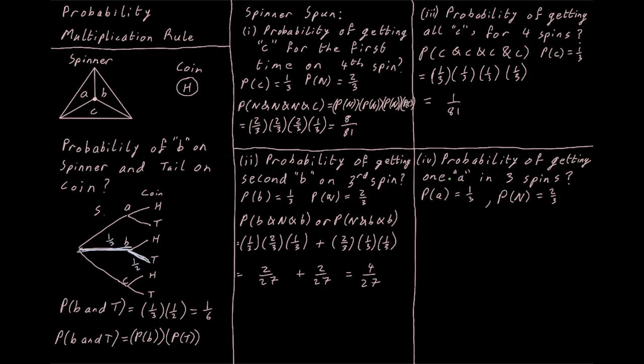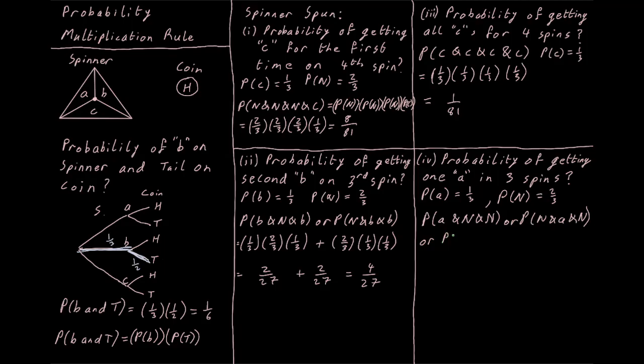And how can I get 1 A in 3 spins? Well, I could get an A the first time and then not get an A after that. That would be an A, and not an A, and not an A. That would be 1 A in 3 spins, but I could also get not an A and then an A and then not an A again. That also meets my description.